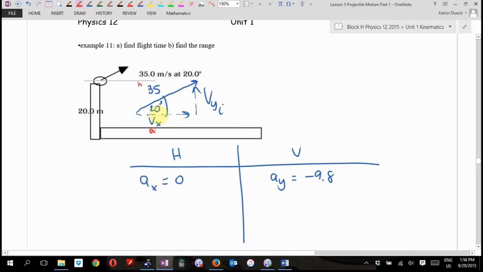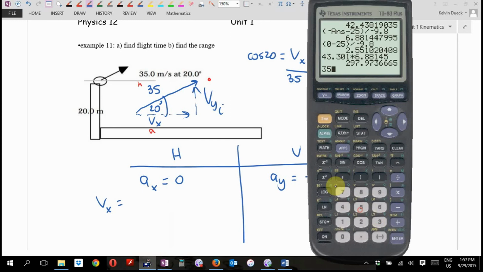Hypotenuse, adjacent, opposite. Which trig function would find Vx? Cosine. So we're going to end up with cos 20 equals Vx over 35. How would I get Vx by itself? I would multiply by 35. Vx equals 35 cos 20, which is 32.889.